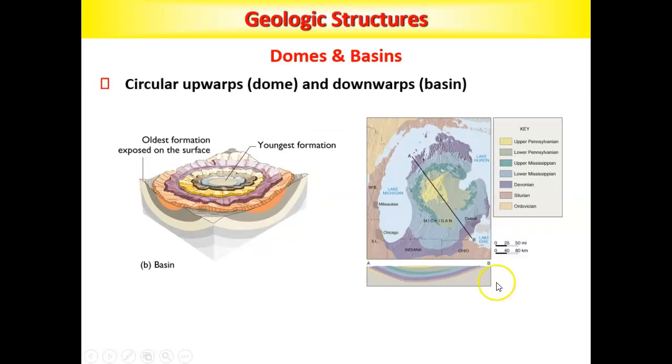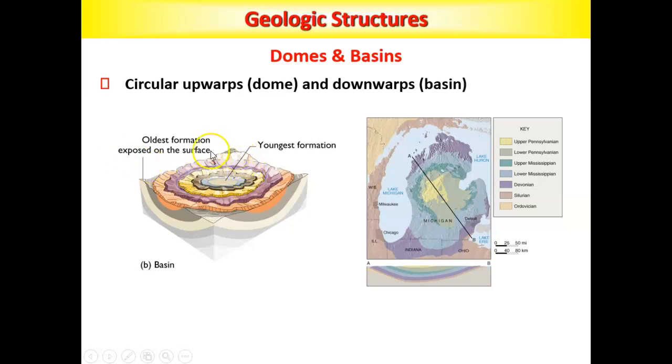Once again, same circular pattern. So what we want to be able to do from a map view, looking down on the surface of the earth, if you saw a bullseye pattern, right, a circular pattern, your first thought should be, it's a dome or a basin. How do I know which one? Well, you either need age of the rocks or the strike and dip of the rocks.